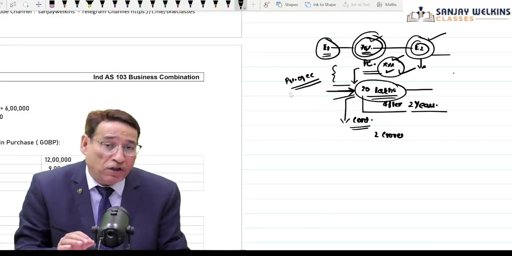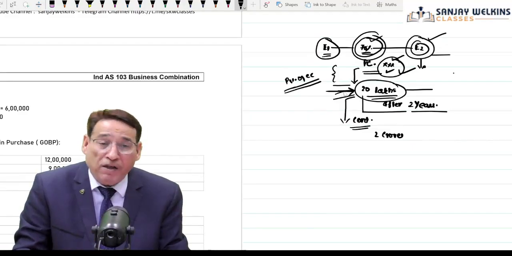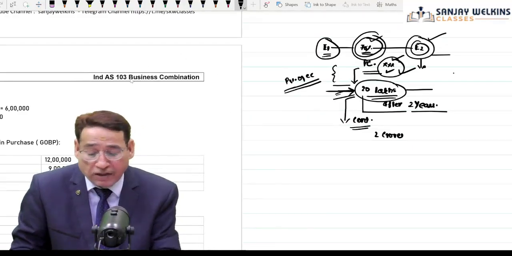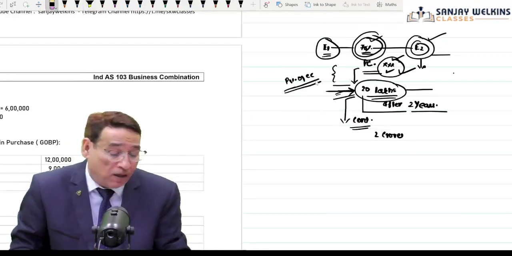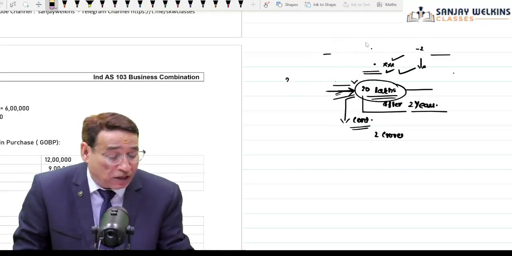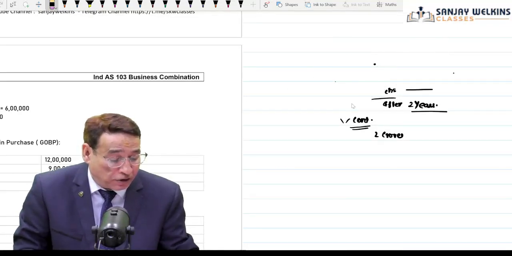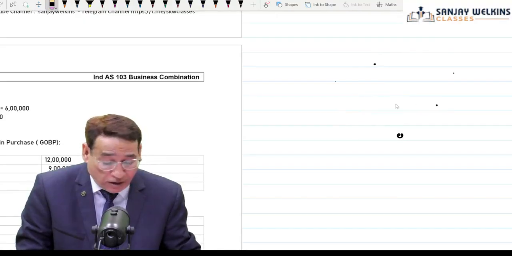And in order to determine their fair value, we determine their present value. So at present value, we are going to include them. Is it clear to you or not? So that is what we mean by contingent consideration and deferred consideration.